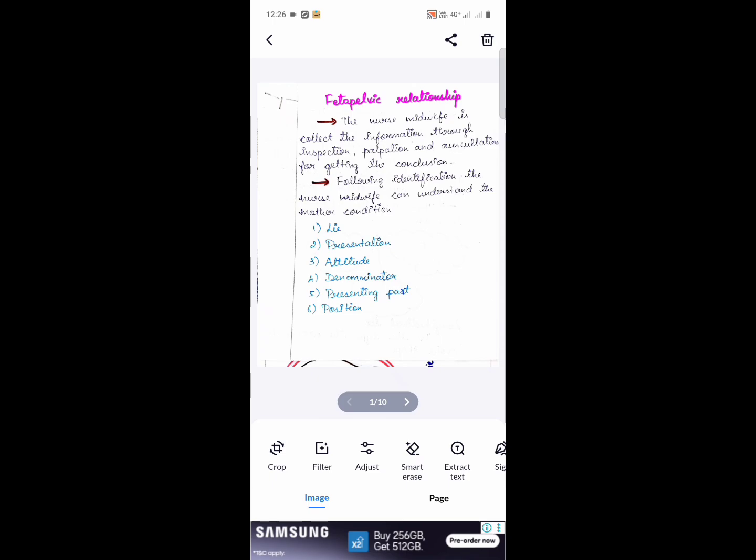In that assessment, identifying the fetopelvic relationship is important. Following these identifications, the midwife can understand the mother's condition as well as the fetus's condition. First we see the lie, next the presentation, the attitude, the denominator, and the presenting part, and last the position.